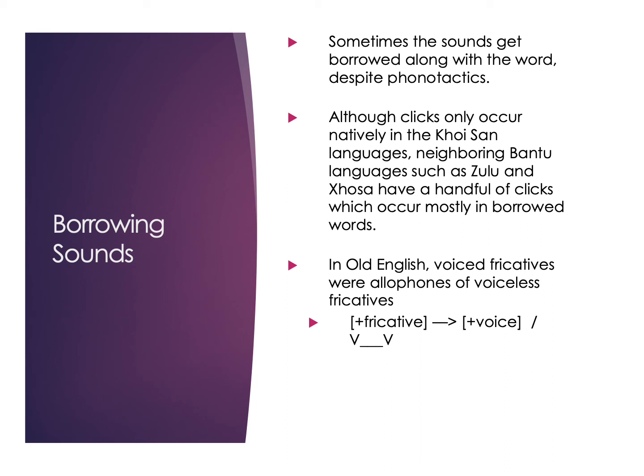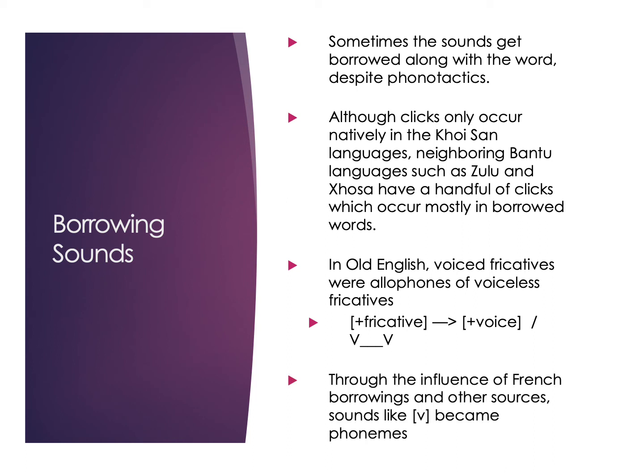But we had so many years of contact with French that over time, because we had borrowed so many words in French that had things like a V sound or a Z sound in different places, there was no longer an allophone distinction that could be made. So these became phonemes in English. They became their own separate sounds in the language as a result of this long-term contact. And we'll talk a little bit about some of that contact.